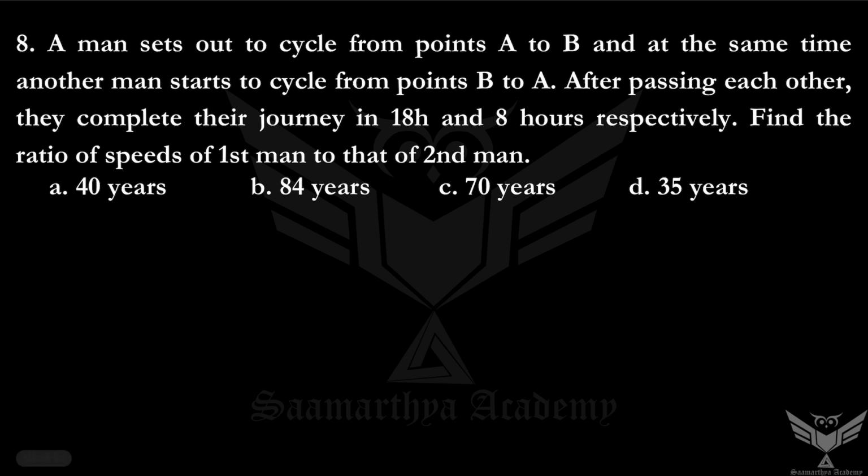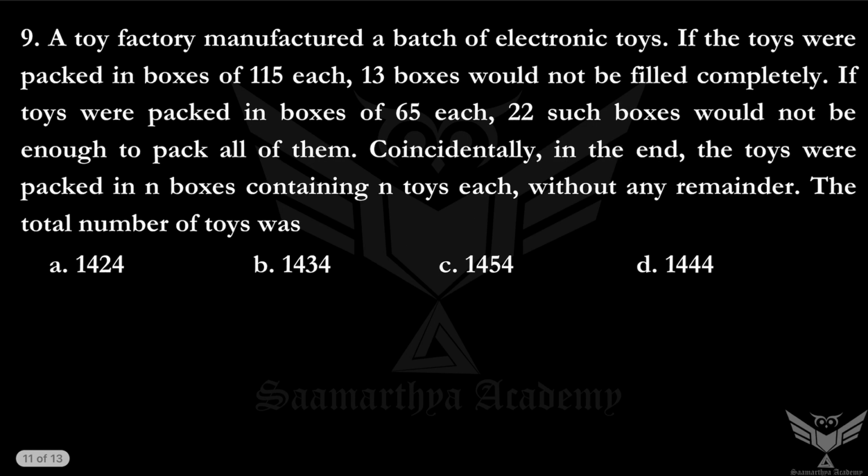The next one. A man sets out to cycle from point A to point B, and at the same time another man starts to cycle from point B to A. After passing each other, they complete their journey in 18 hours and 8 hours respectively. Find the ratio of speeds of the first man and second man.